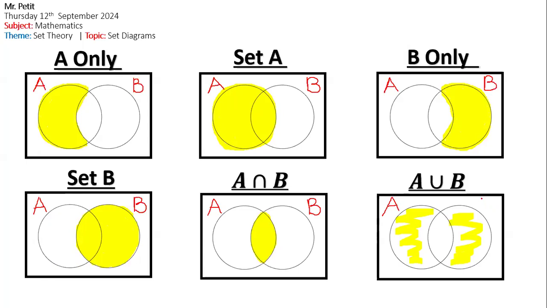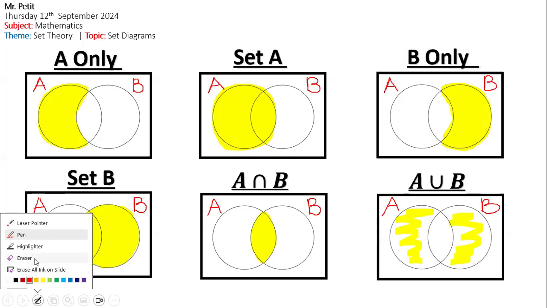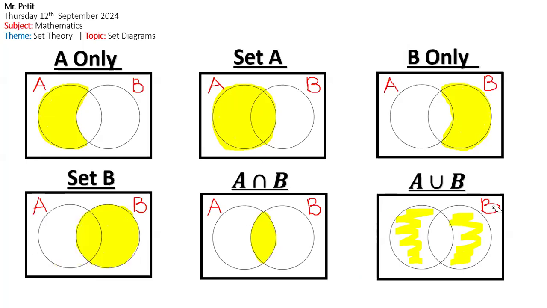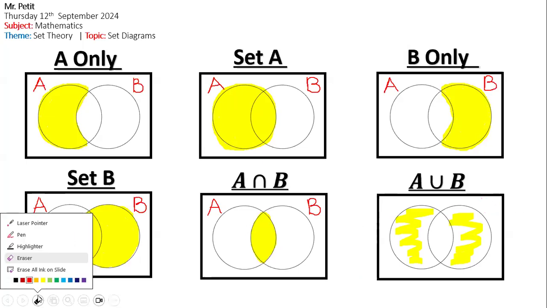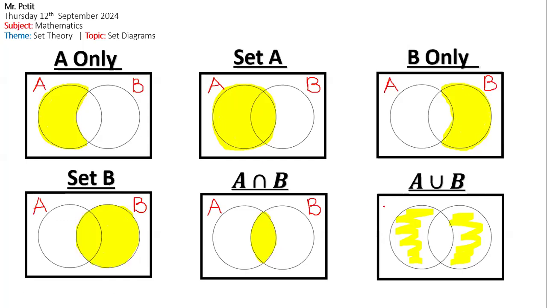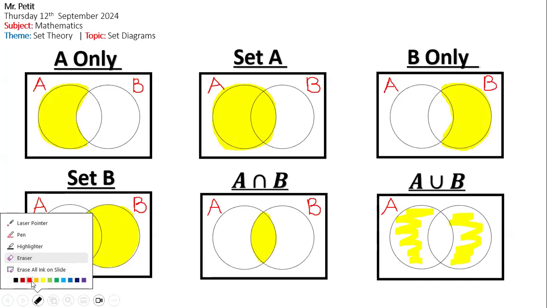See? So A, B. Wait, let me fix my B because I don't like that B. All right, you are absolutely correct. For the union, we include everything in the two circles, just the two circles, including the intersection, because it's the union.